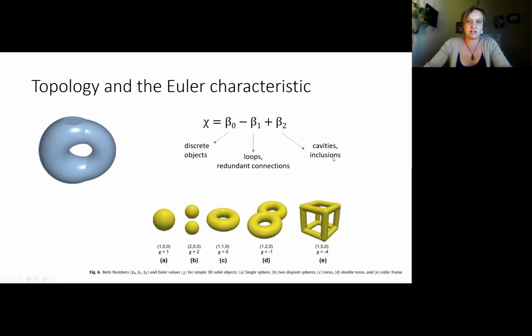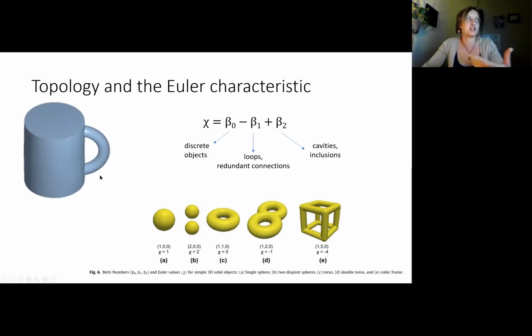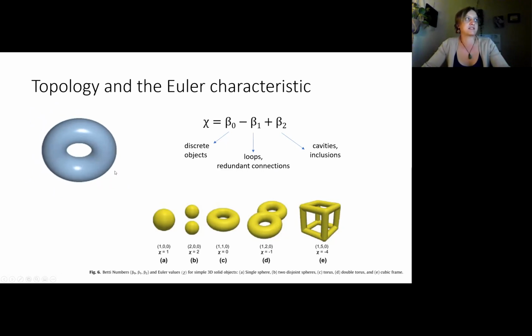The Euler characteristic, or the Euler number, is just the alternating sum of these Betti values. So the classic joke here is that to a topologist, there's no difference between a coffee cup and a torus, because they both consist of one object with one loop. So an Euler characteristic of 0.